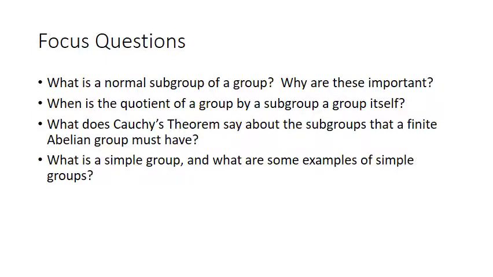Okay, so here are our focus questions. What is a normal subgroup of a group? Why are they important? When is the quotient of a group by a subgroup actually a group itself? What does Cauchy's theorem say about the subgroups that a finite abelian group must have? What is a simple group, and what are some examples of simple groups?